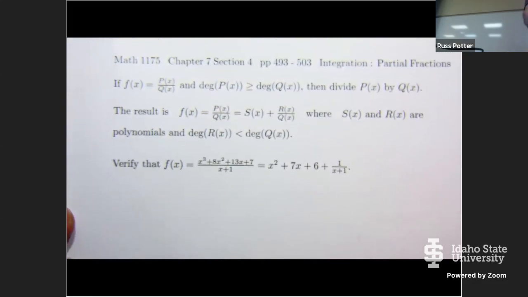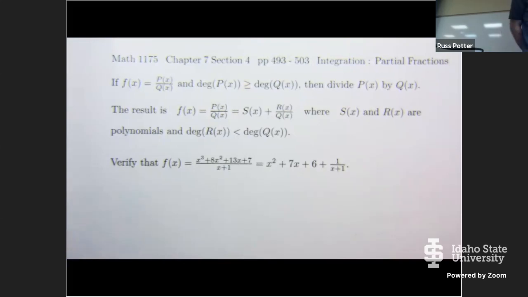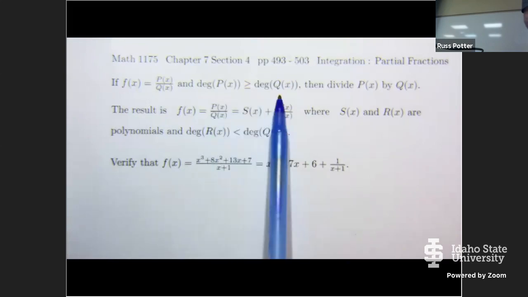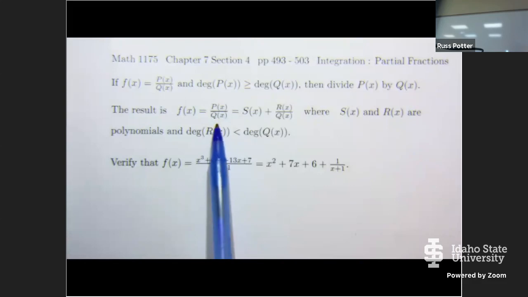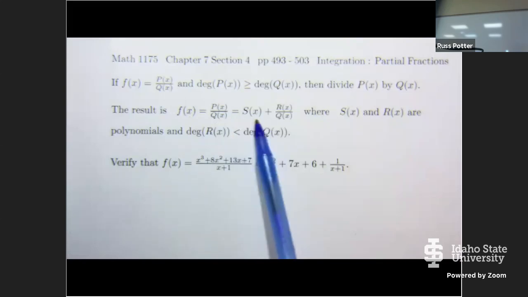If we start out with a rational function that's improper, that means the degree of p of x is greater than or equal to the degree of q of x. Then what we want to do first, we want to divide p of x by q of x. So you'll remember from algebra, if you use long division, if you divide p of x by q of x, when the degree of p of x is greater than or equal to the degree of q of x, you'll get a quotient.